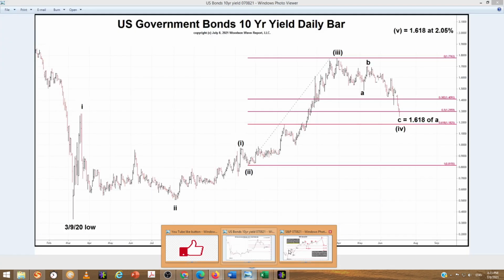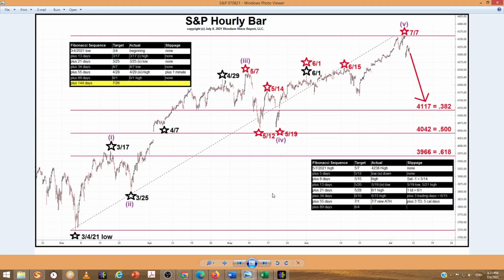Okay, and I think we have a little picture of this here for you guys. Let's see. And here is the S&P. This is the hourly bar. And you can see we have 2 different Fibonacci time spirals, one from the 3-4 low here in black, and one from the May 7th high in red.